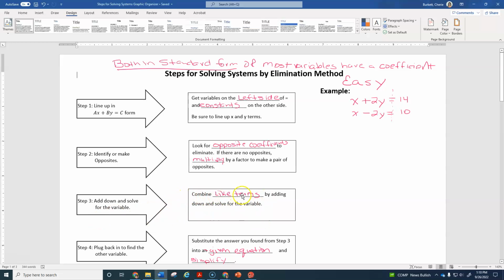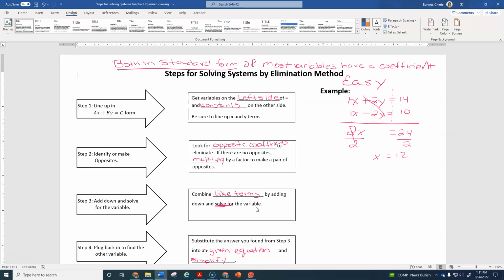Step number 3 says combine like terms by adding down and solve for the variable. So what do they mean by adding down? They just mean put your x's together. If you don't recognize that that's a 1 coefficient in front of the x term, then put the 1. So 1x plus 1x is going to give you 2x's. You have a positive 2 and a negative 2. That adds to be 0, so you have no more y's. We eliminated the y term. Bring your equal sign down and now combine together your 14 and your 10 to get 24. It says solve for the variable because in this case we have only the x left, so I'm going to divide both sides by 2 in order to get that x by itself, and I'm left with x equals 12.